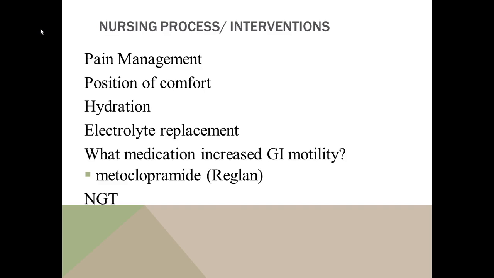Hydration. Once again, this is where you want to look at, is my patient actively vomiting and hypotensive and tachycardic, and I need to replace fluids, or is my patient NPO and I need to give maintenance fluids? And that will greatly depend on the patient's blood pressure and heart rate.